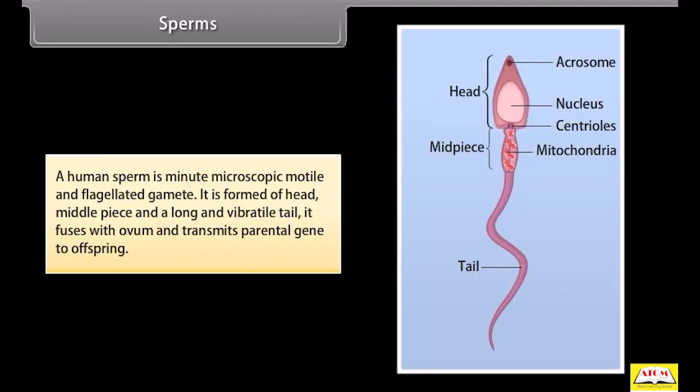Sperms. A human sperm is a minute, microscopic, motile and flagellated gamete. It is formed of a head, middle piece, and a long and vibratile tail. It fuses with the ovum and transmits parental genes to offspring.